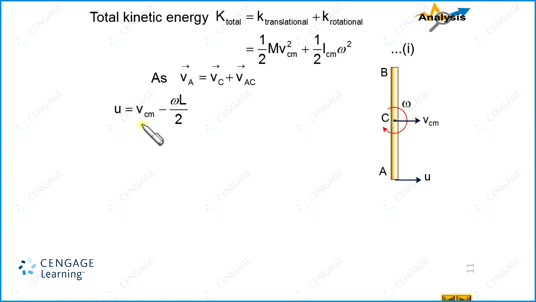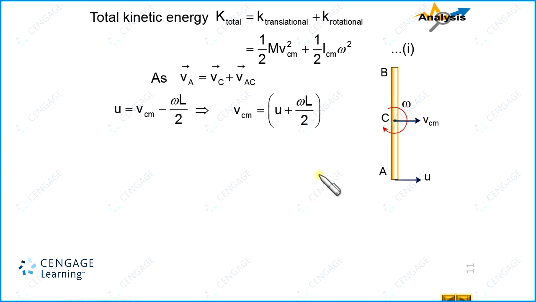From this equation you can observe we are given omega, we are given u, that's why we can calculate the value of vcm. vcm should be equal to u plus omega L by 2. So we got the velocity of the center of mass in terms of the given parameters, that is u and omega.